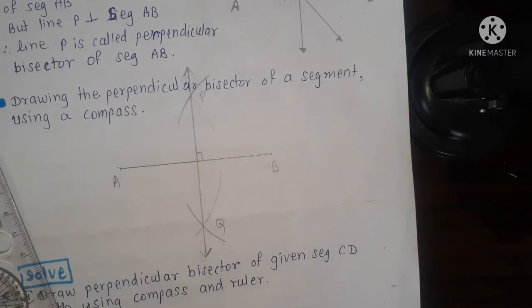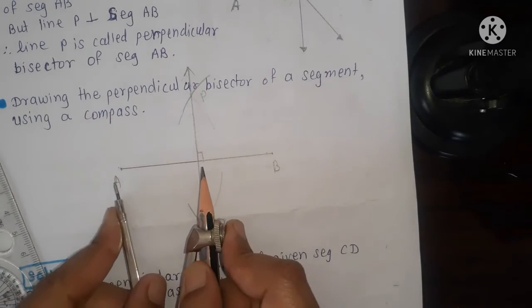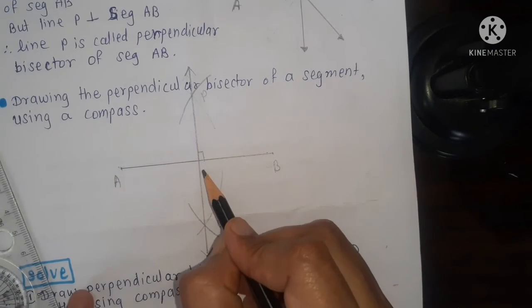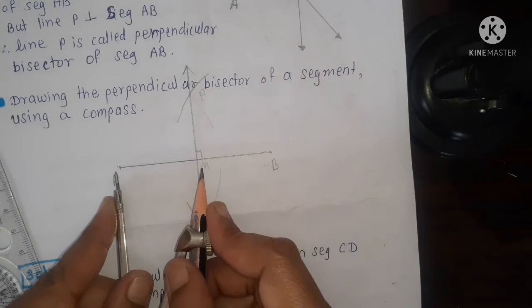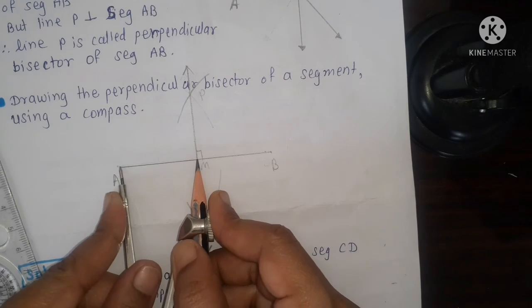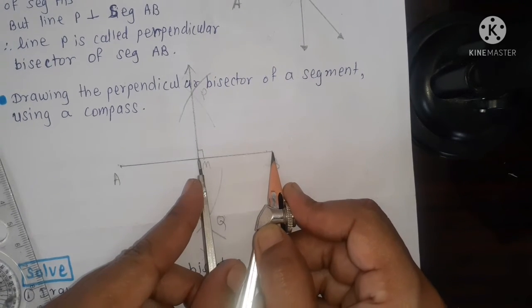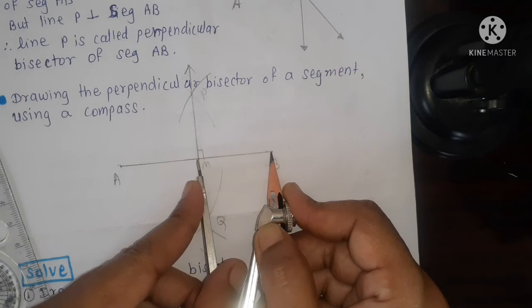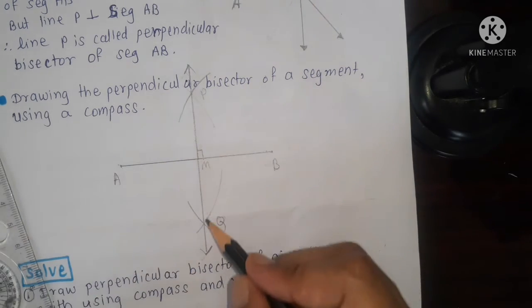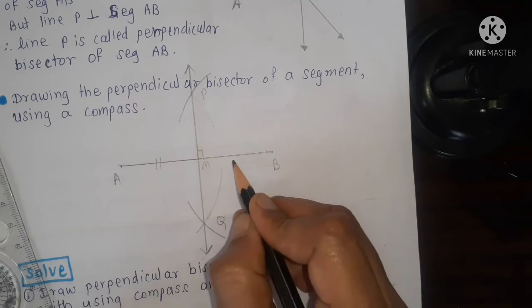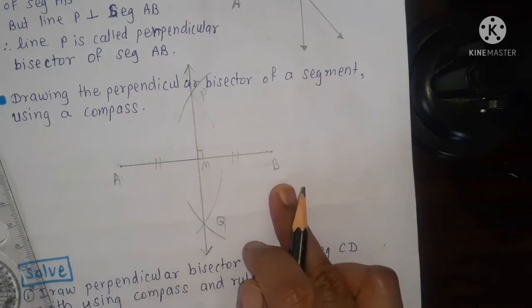We can verify it. See here, AM distance and BM distance are the same, equal. So, line PQ is the perpendicular bisector of segment AB.